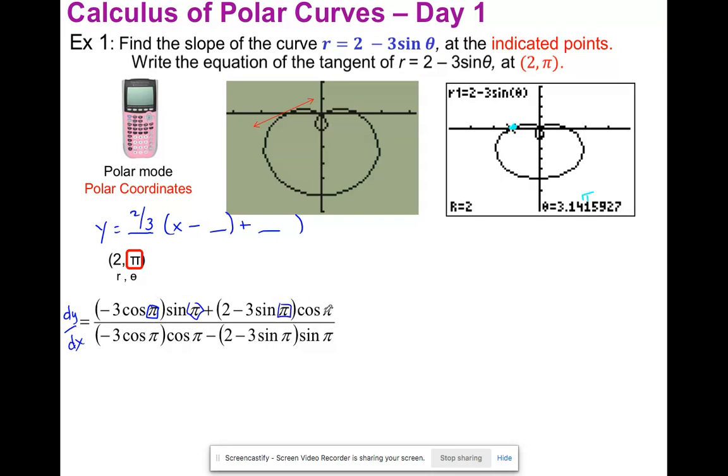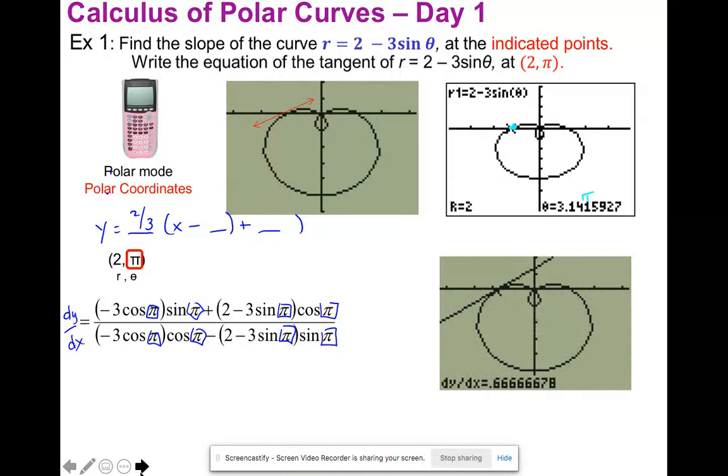But if you have a calculator and you are asked for the slope at a point, do not do all this work. You just get in polar mode, turn on your polar coordinates, hit second trace, choice 2, dy dx, hit pi, and you'll get your 2/3. Now, you didn't get the tangent line, but you got this, right? Do you see that that's 2/3?